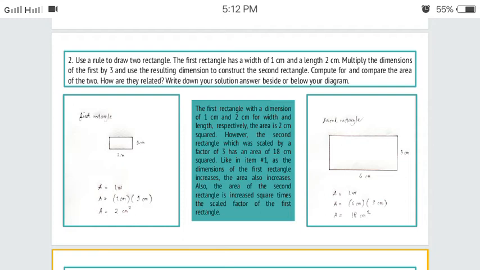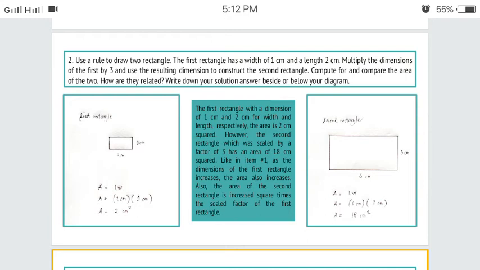So the first rectangle has a side of 1 centimeter, its width, and 2 centimeters, its length. So the area of a rectangle is equal to its length times its width. So the area is equal to 2 centimeters times 1 centimeter. So the area is equal to 2 centimeters squared. For the second rectangle, which was scaled by 3, the area is equal to length times width. So 6 times 3. So the area is equal to 18 centimeters squared.